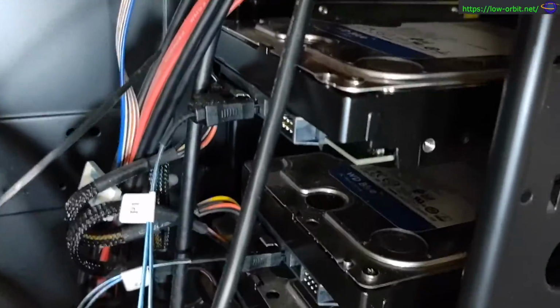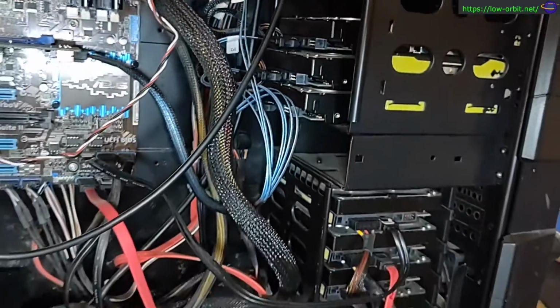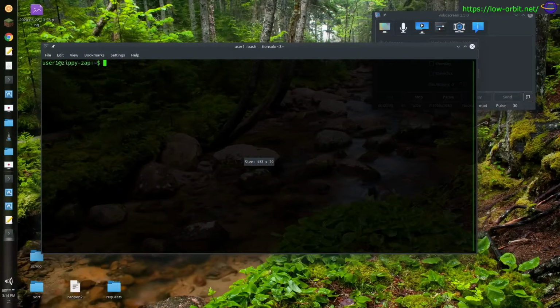Hey guys, so we're taking a quick peek inside my NAS right now. This is my primary NAS, and we're going to switch over to the terminal right here. So basically, we're taking a look at what's inside it, but we're also fixing a degraded mirror.